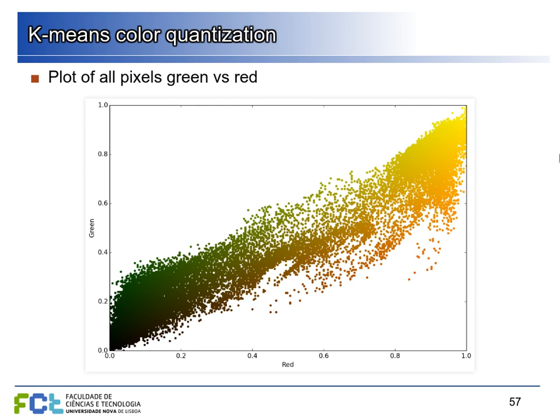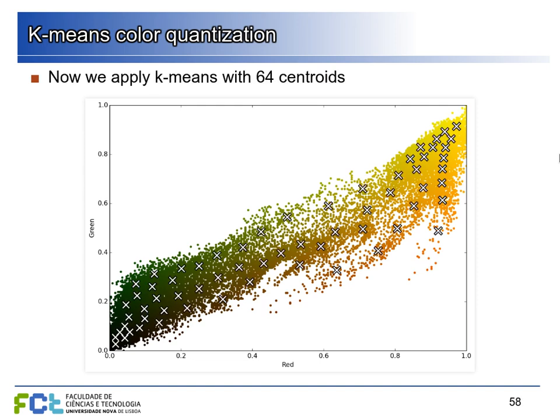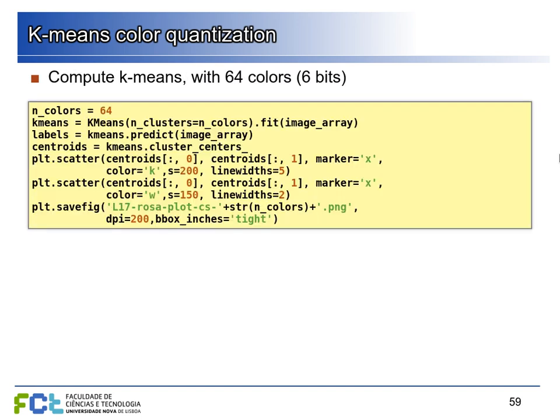And now we have the red and green components in a matrix, and we can do k-means clustering in those two dimensions to find the k-means for this data set. We can use 64 centroids, for example. This would be the distribution, and this is how we can do that.